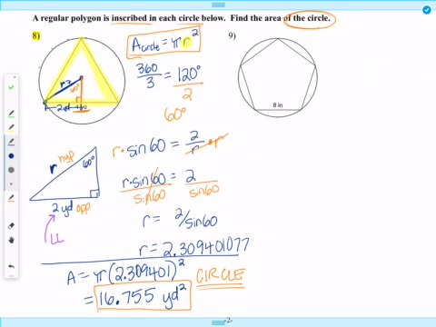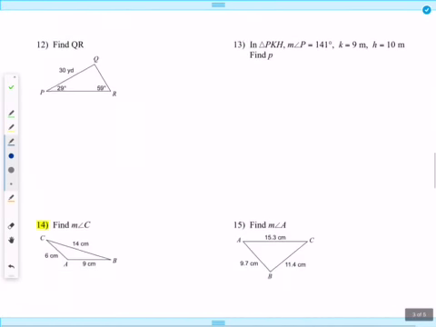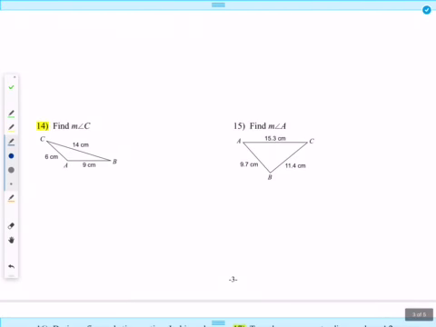Okay, all right, of course, if you need to review that again, it is something new, then feel free to rewind this video back and watch it again. And then once you think you've got it, try number 9 on your own, following very similar steps, and see if you can find the area of the circle for number 9. Okay, so we're going to go on to number 14.